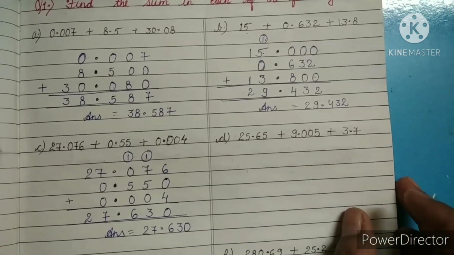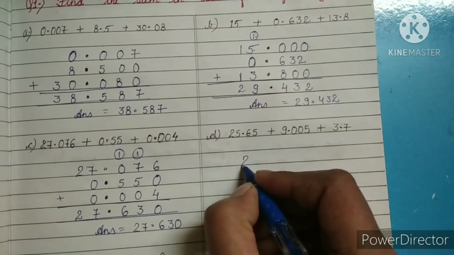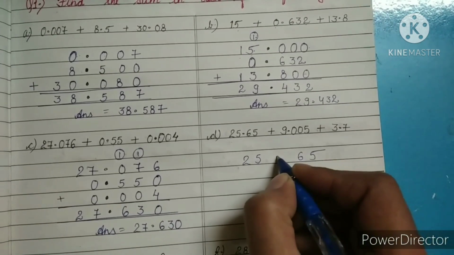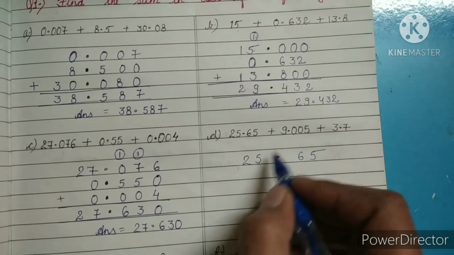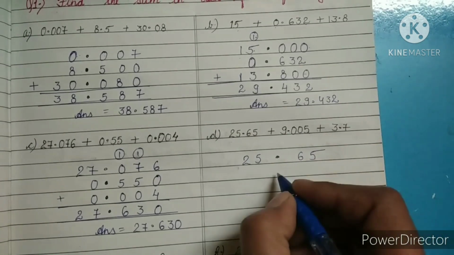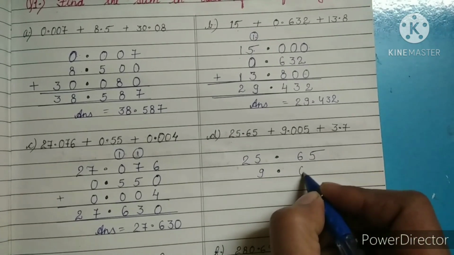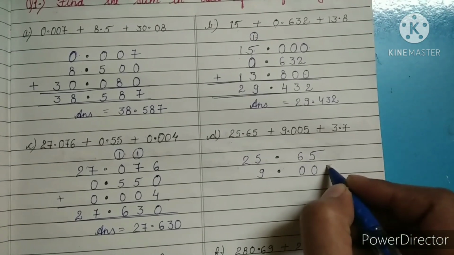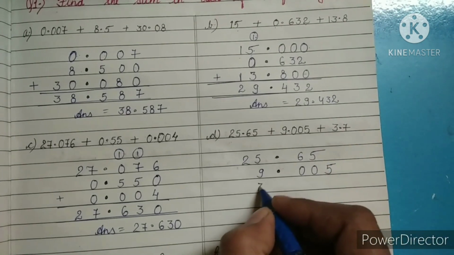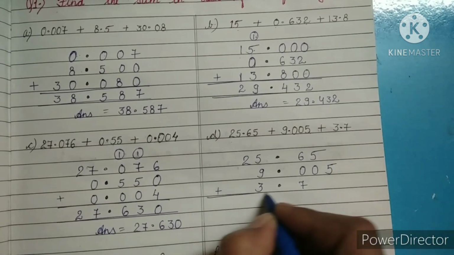Now we will do D. D first element is 25.65. Second is 9.005. So firstly we will put this point is here, then 9, then 0, 0, 5. Okay, now third is 3.7. Now we can add them.